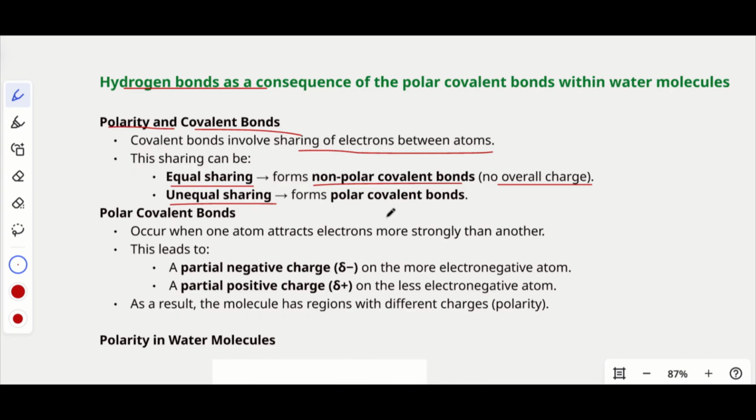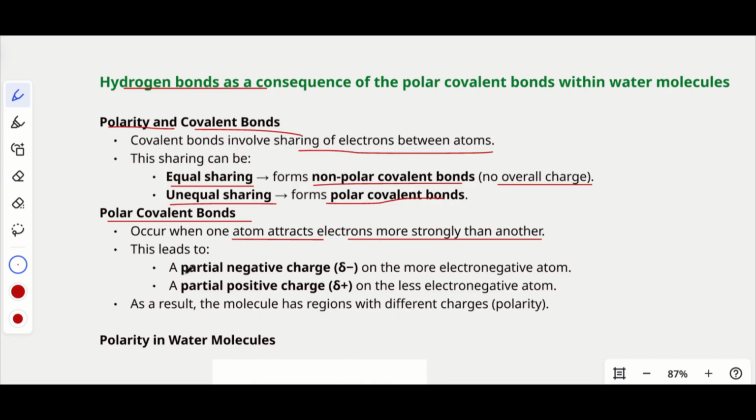When electrons are shared unequally, a polar covalent bond is formed. This happens when one atom pulls electrons more strongly than the other. So what are polar covalent bonds? They occur when one atom attracts electrons more strongly than the other. That is how the unequal sharing occurs.